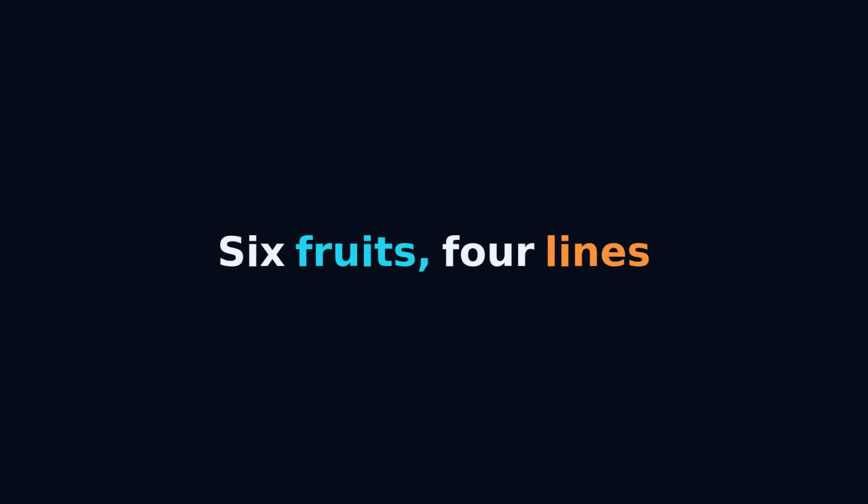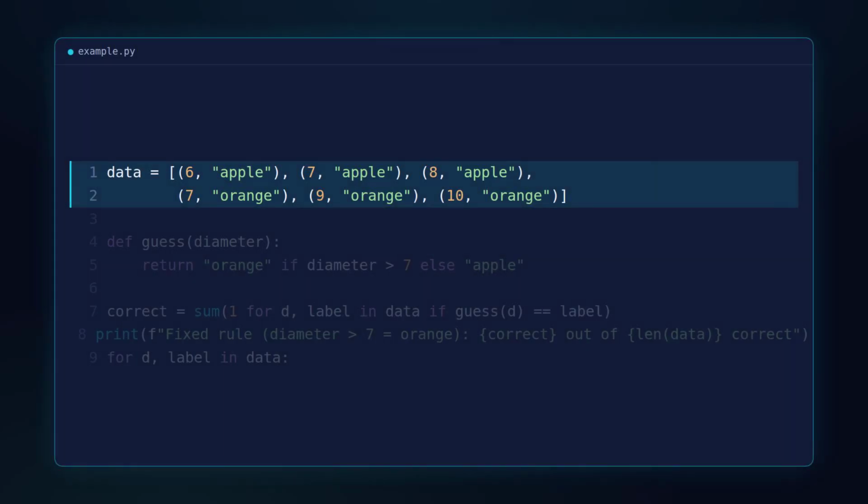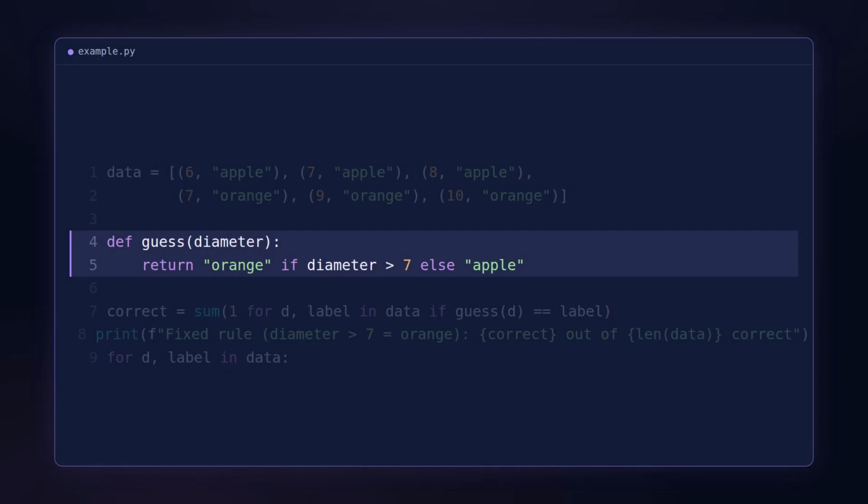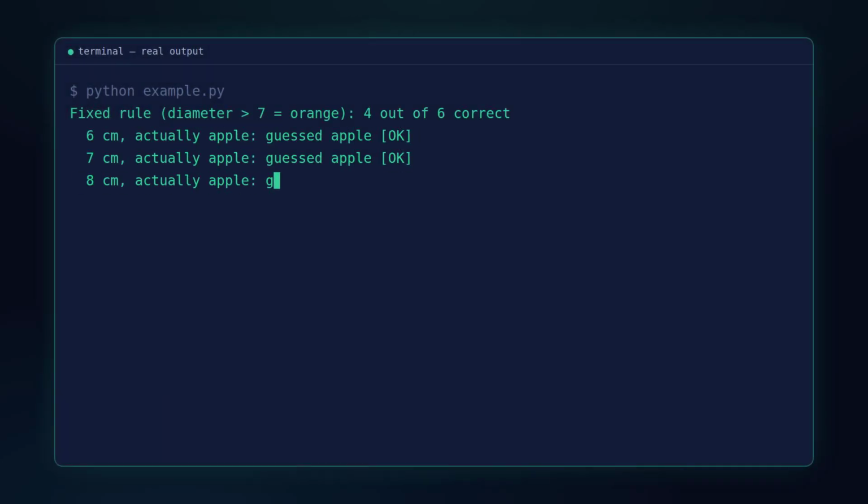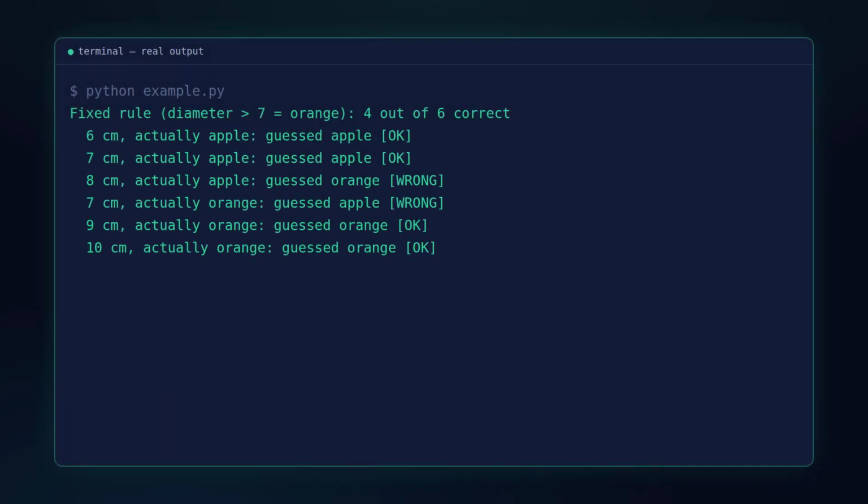Most explanations jump straight to neural networks and big words. That's backwards. The whole idea is hiding in 6 pieces of fruit and 4 lines of code. 6 fruits, their size in centimeters, and their real label, apple or orange. First, I write the rule myself. Bigger than 7 centimeters means orange. That's not learning yet. That's just my guess, frozen in place. Run it, and my frozen guess gets 4 out of 6 fruits right.